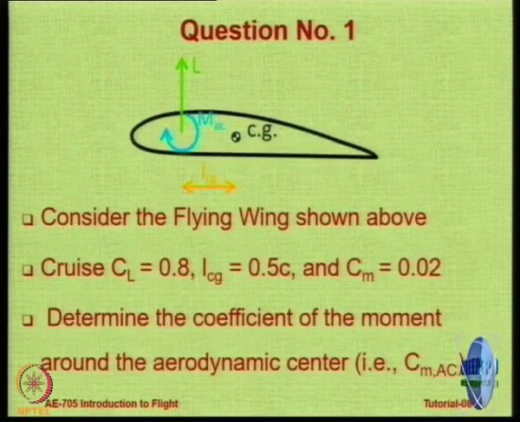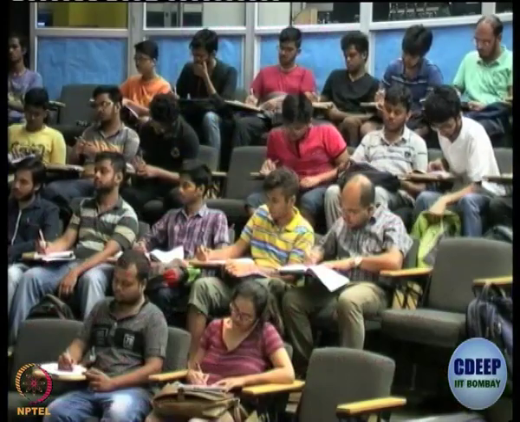Okay. I'll give you a few minutes to solve this question. So please solve. Draw this figure. So CM is the moment coefficient about the center of gravity, which is the net moment coefficient of the aircraft. Since there is a positive value, we must do something to trim it out. Normally in a flying wing, it is by giving a reflex at the trailing edge, because there is no tail available. So you give a reflex at the trailing edge to take care of the net moment.